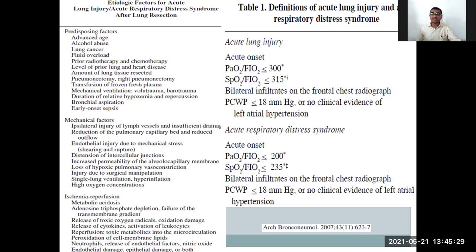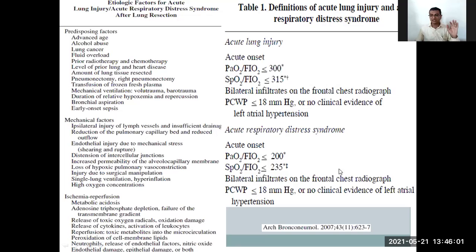One more criterion is SpO2, what you check in pulse oximetry, which is not that reliable. But if you go for SpO2 by FiO2 and it is less than or equal to 315, you can say it is a milder form, acute lung injury. But if it is less than or equal to 235, there is no unit as such when you divide, and you get 235, it means it is a very severe ARDS.